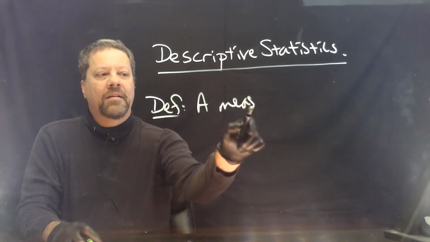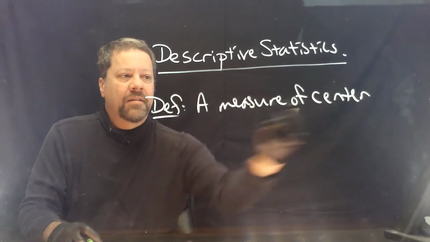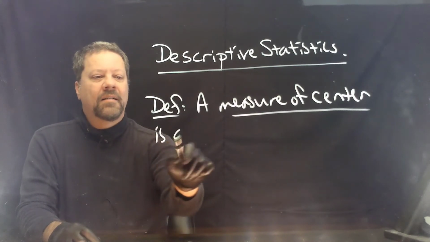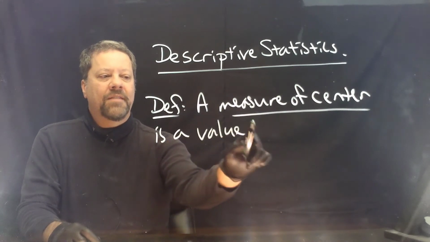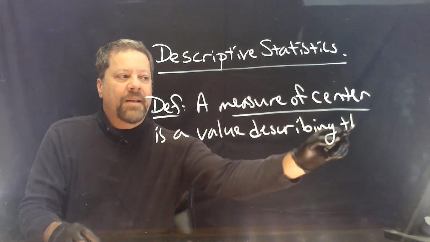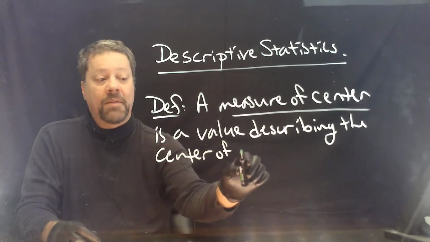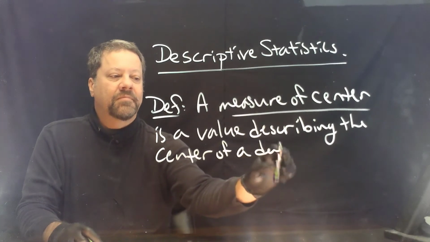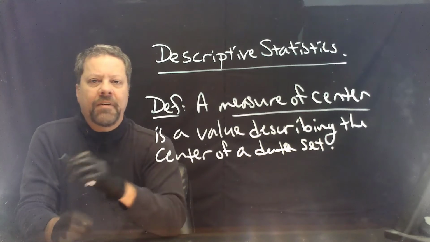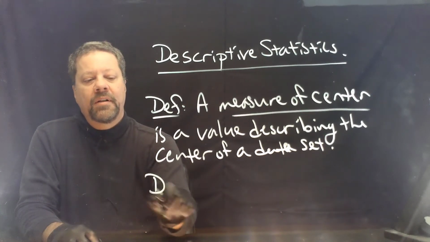A measure of the center of a data set is a value describing the center of some data set. There are different kinds of measures of center that we often use. One of those is the mean.